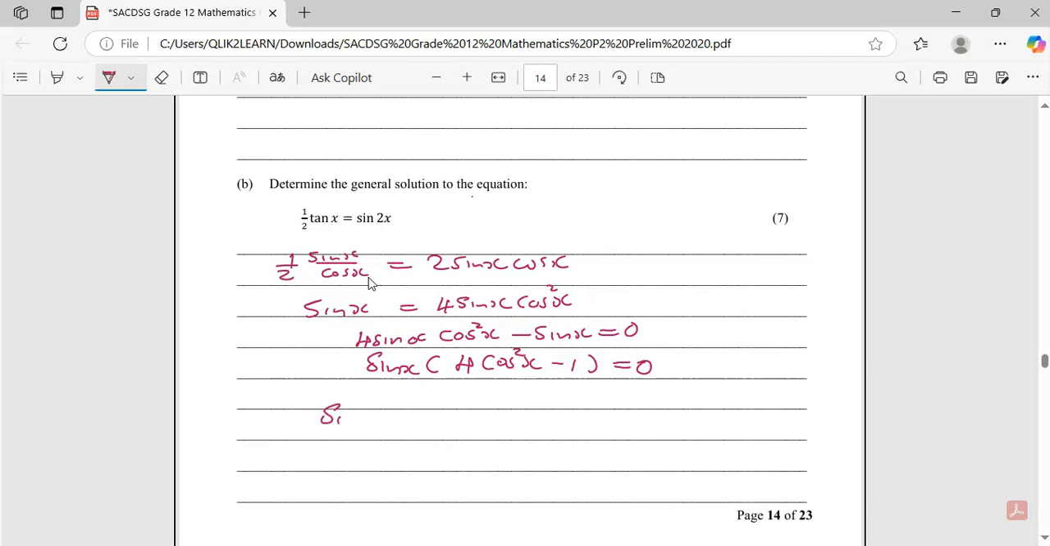Sine x is 0 or 4 cos squared x is equal to 1. You can work this out and say cos squared x is equal to 1 over 4. Therefore, you can take the square root of both sides and say that cos x is equal to plus or minus 1 over 2. Then you can work with this and finish it to get the general solution for this problem.